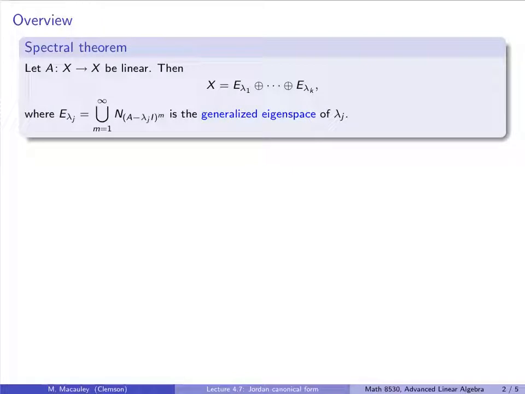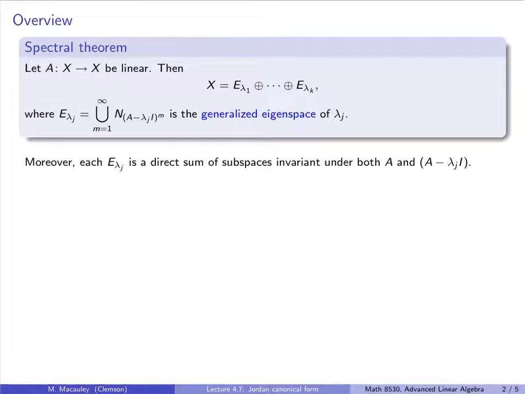If A is a linear map of an n-dimensional vector space, then X decomposes as a direct sum of the so-called generalized eigenspaces of each eigenvalue. So E lambda j is the union of the null space of all powers of A minus lambda j I. Now if X is finite dimensional, these null spaces grow as n gets bigger, but eventually they will stabilize.